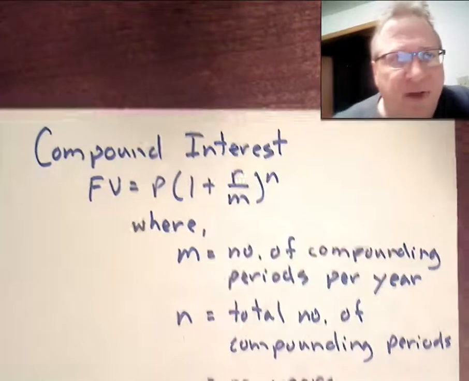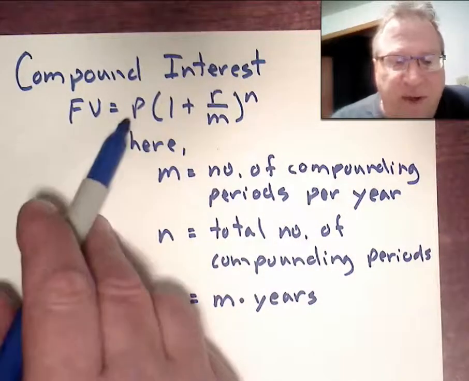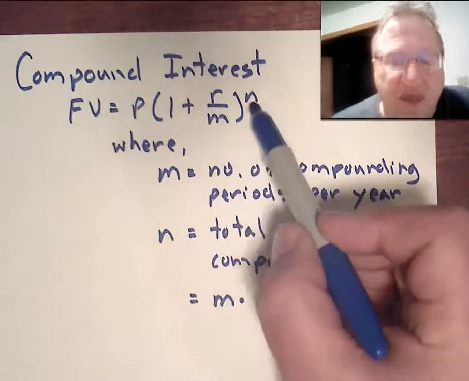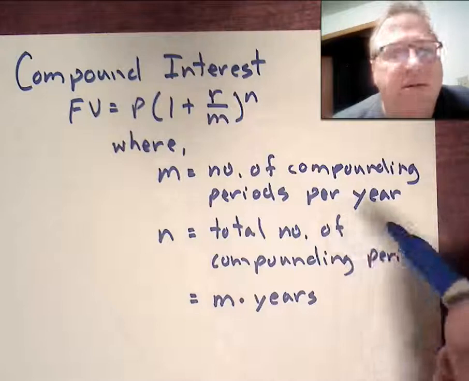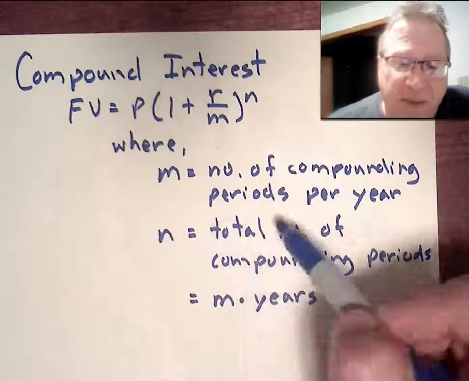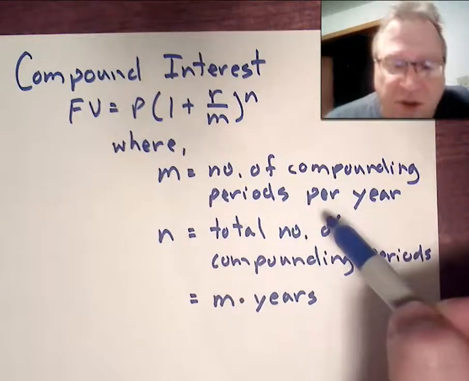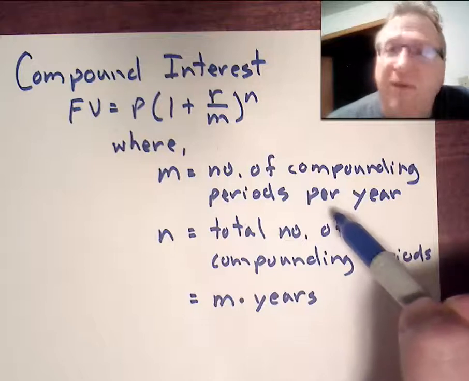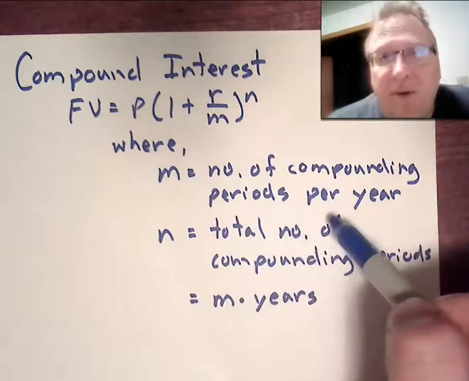Here's our equation for compound interest. You're familiar with future value and principal, but what about these two new guys, M and N? R is our friend rate, and of course that would be the decimal version we need to put in there. M is equal to the number of compounding periods per year. So if we are compounding monthly, we do that 12 times per year, and M is equal to 12. 12 is the number of compounding periods per year.